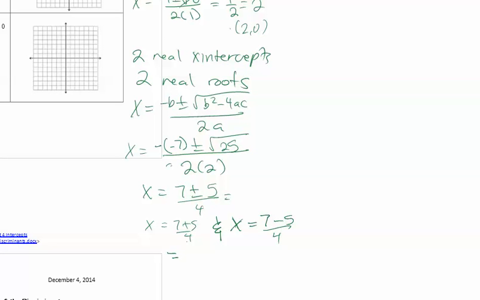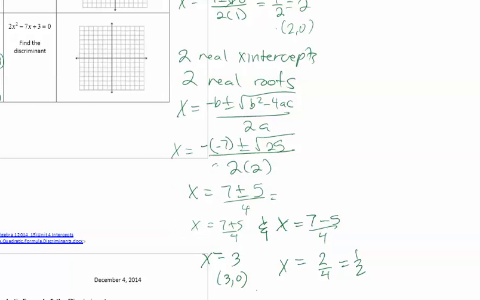Well, 7 plus 5 is 12. So 12 divided by 4 is 3. So x is 3. And in this case, x is 7 minus 5, which is 2. So that's 2 over 4. So in this case, x is equal to 1/2. Okay, so at 1/2 and 3, those are my x-intercepts. All right, so I can go up here and find them.